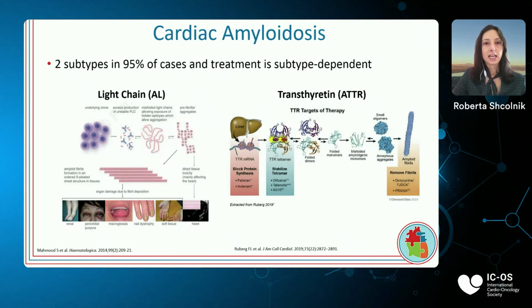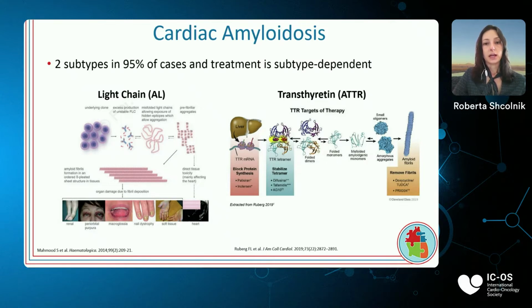We know that AL amyloidosis is a disease with more rapid progression, because of the main toxicity, the direct toxicity actually, of the light chains on the cardiomyocytes.